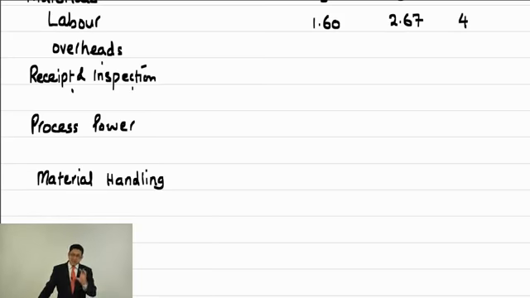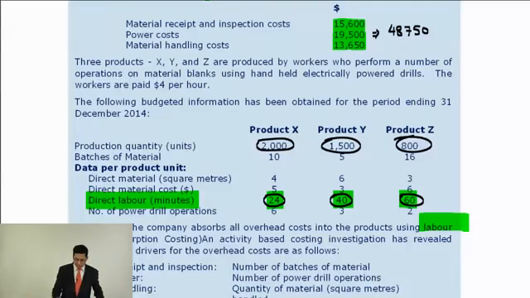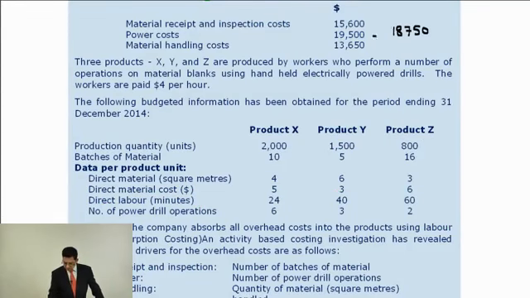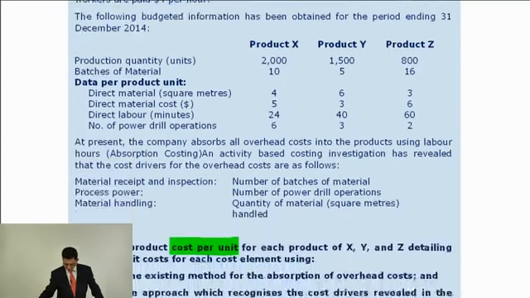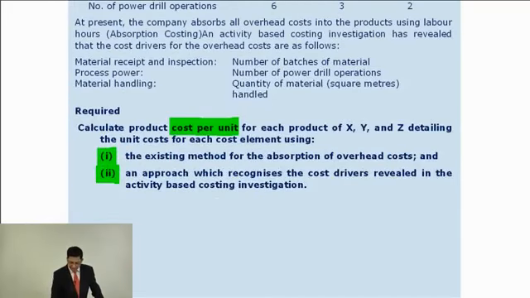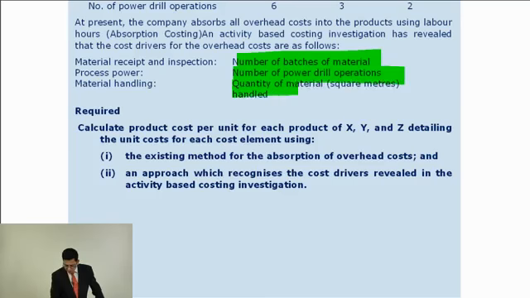Now, very quickly, let's have a look at the cost drivers. We are told right at the end of the question that there are 3 cost drivers, one for each activity: number of batches for the material receipts, number of power drill operations for the process power, and material handling for the quantity of material in square meters. Is it okay? Now let's do it one by one.